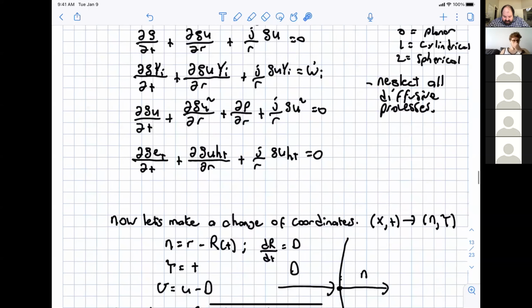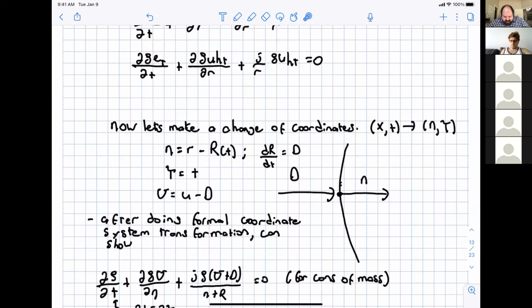Okay, and so here we'll make a change of coordinates. Here we're going to take our x-t coordinate system, or actually r-t, I should say.